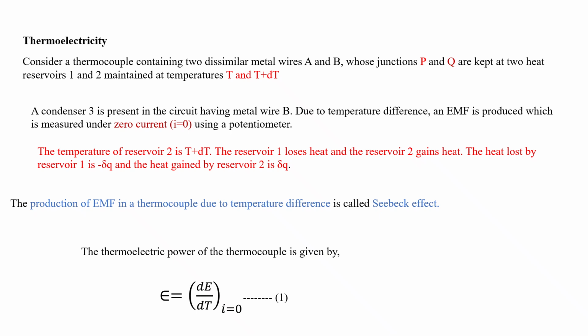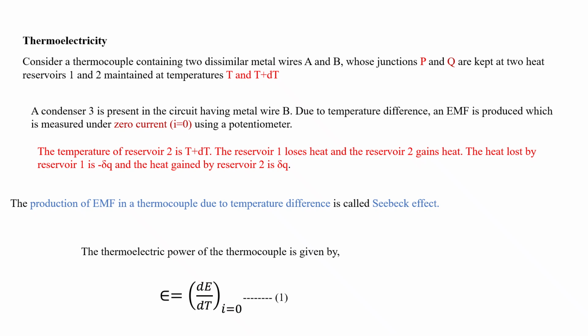Since there is a temperature difference between P and Q, please note down and draw the diagram which I have shown in the first slide, which will be helpful for you to understand it. So you can see the two junctions P and Q are maintained at different temperatures. Due to the temperature difference, an EMF is produced, which is measured under zero current using a potentiometer. So here there will be no current, but due to the difference in temperature, an EMF is produced.